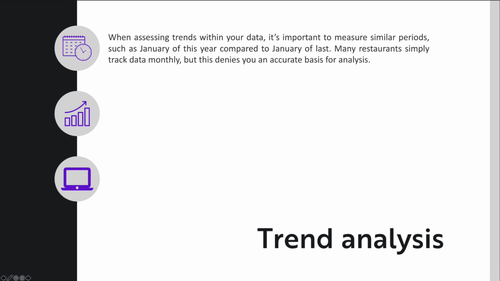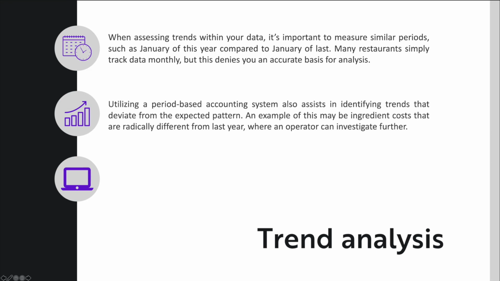Many restaurants simply track data monthly, but this denies you an accurate basis for analysis, as the restaurant industry displays really strong seasonality. Sales for most restaurants will vary from summer to winter, and your forecasting should consider this. Utilizing a period-based accounting system also assists in identifying trends that deviate from the expected pattern. An example of this may be ingredient costs that are radically different from last year, where an operator can investigate further. Overall, having a solid understanding of your revenue and expense trends is vital to accurate forecasting.